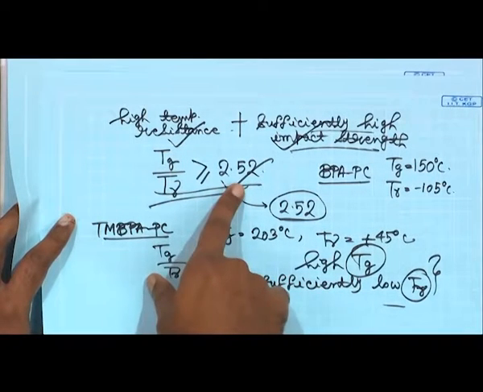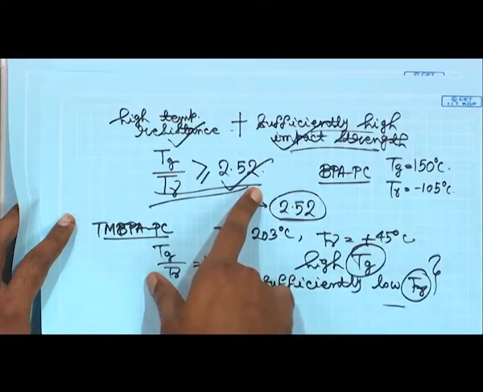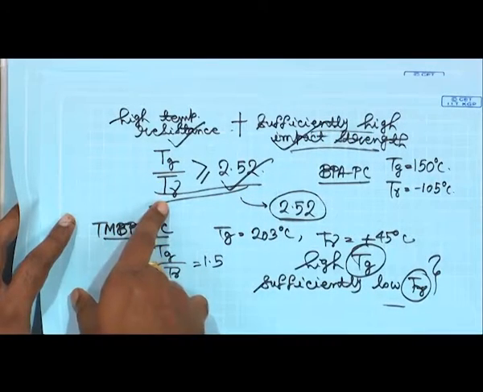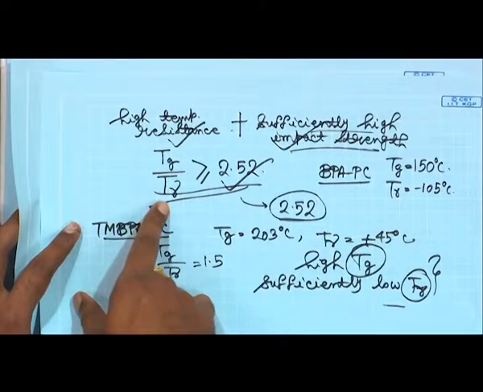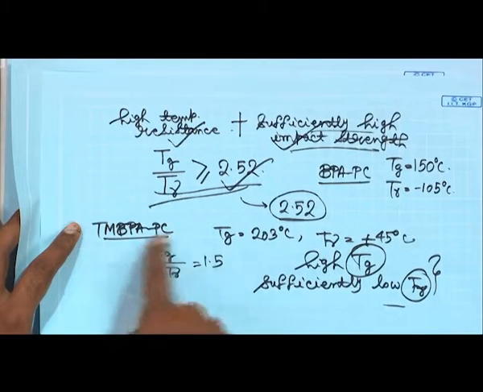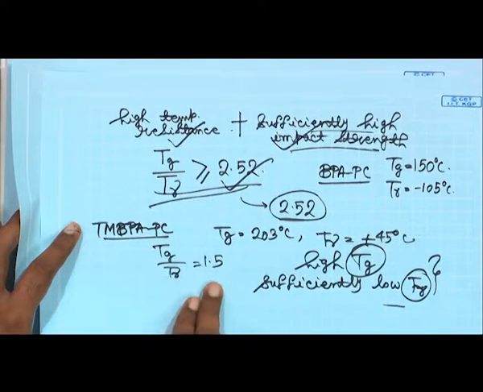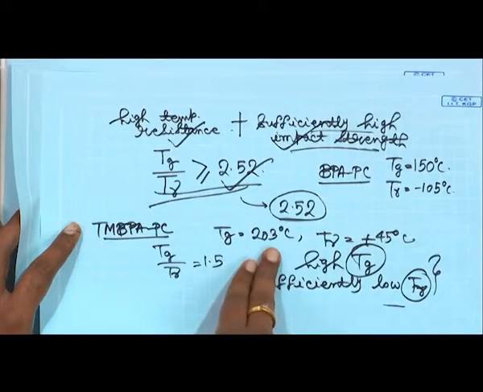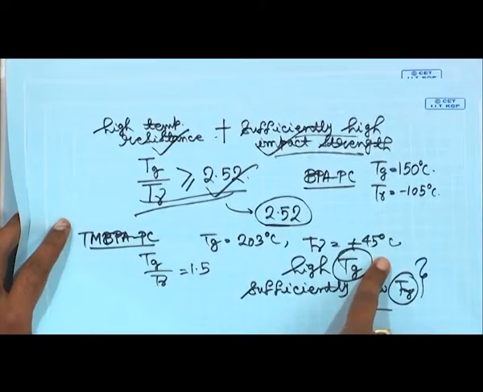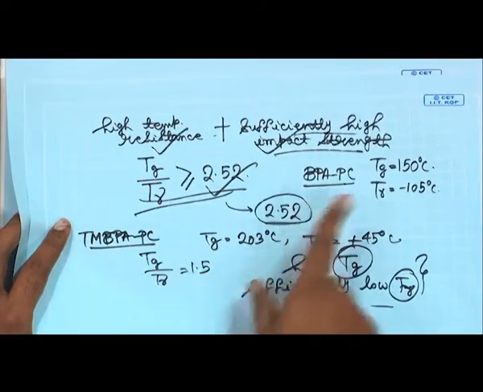If this ratio is higher or equal to 2.52, then you will have high impact strength. In the quest of increasing the Tg, if you also increase the T gamma, then this ratio may become lower than this. In fact, for tetramethyl substituted bisphenol A starting material, this ratio is 1.5. So, the Tg, although it goes up to 203 degrees Celsius, a full 53 degrees Celsius higher than your parent bisphenol A polycarbonate, your T gamma also goes up to plus 45 degrees Celsius. So, this ratio is lower, so you lose impact strength.